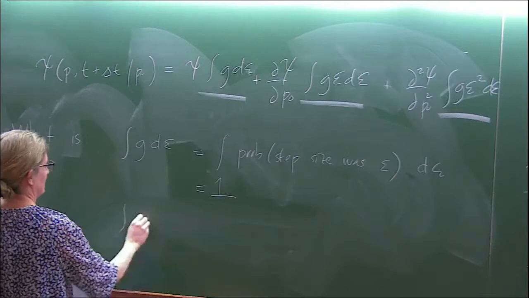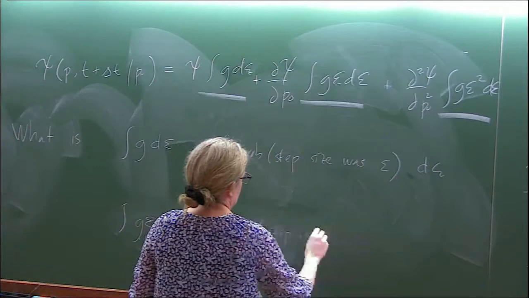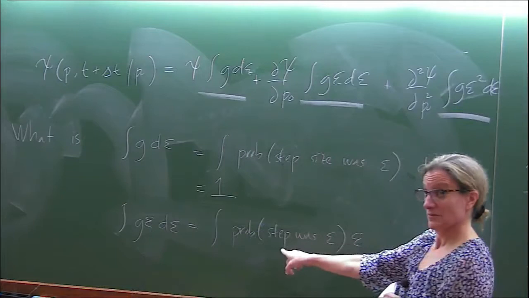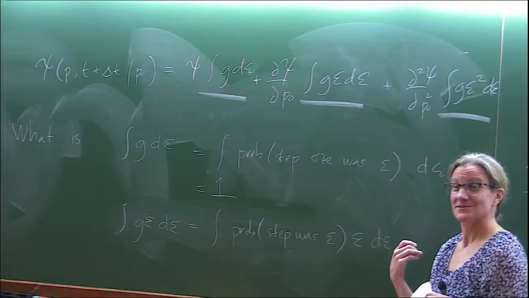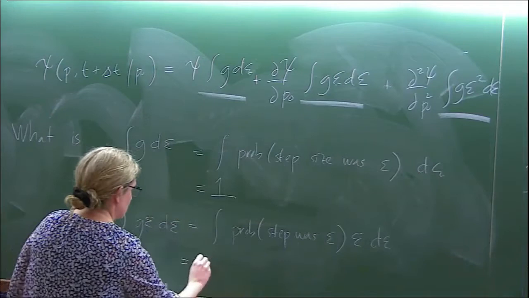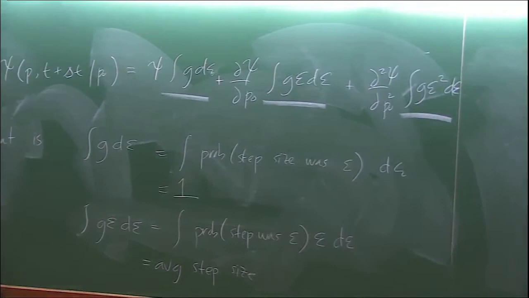Okay, since you got that one, integral of G epsilon d epsilon, the integral of the probability that the step was epsilon, weighted by epsilon, or epsilon weighted by the probability that the step was epsilon. In words, what's that? Yeah, average step size, exactly. Really nice. So this is the average step size, or epsilon bar. And there's a notation we typically use for that.